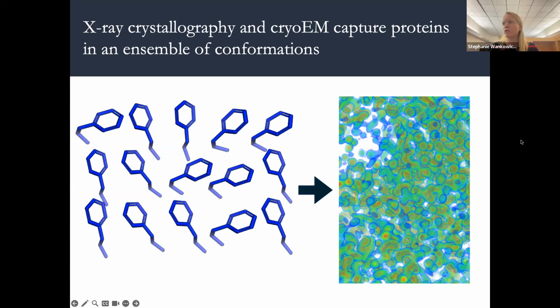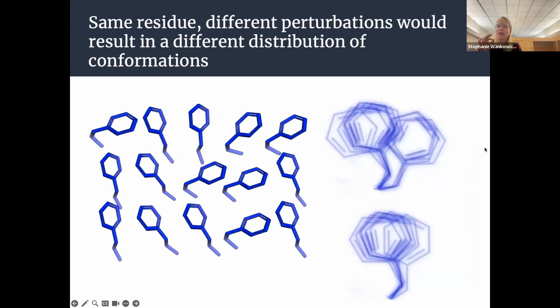But if we think about the implications of this, if we have the same residue, but we have two different perturbations, let's say a ligand bound versus not a ligand bound, it would result in basically a different distribution of conformations. So you can see at the top, you have a much wider distribution of conformations that the side chain takes on compared to the other one. And that's incredibly important for function, right? That's telling us the width of this energy landscape.